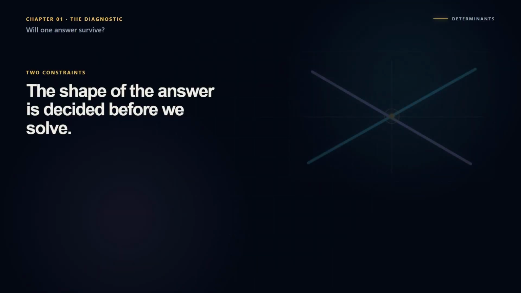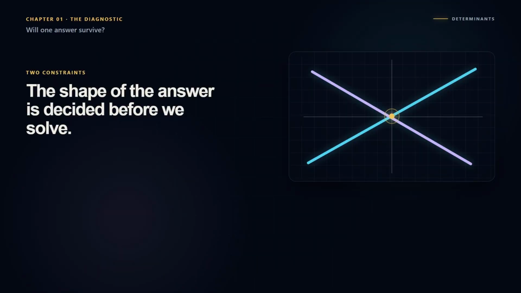Two equations draw two constraints. Sometimes the lines cross once, sometimes they collapse onto the same line, or never meet at all. Before we solve for x and y, can the matrix itself tell us whether one answer will survive? It can. A single number acts like a warning light for a square system.